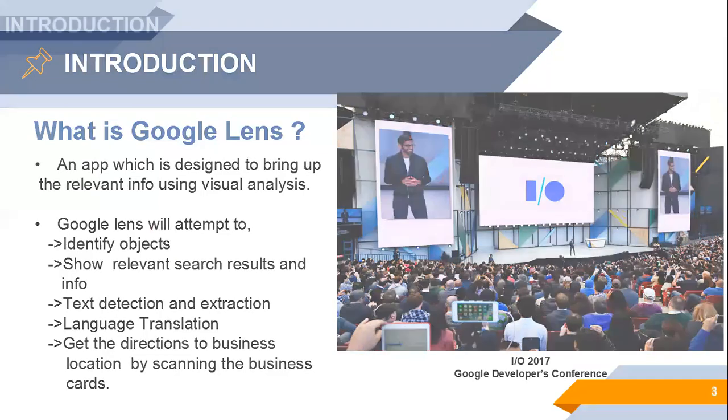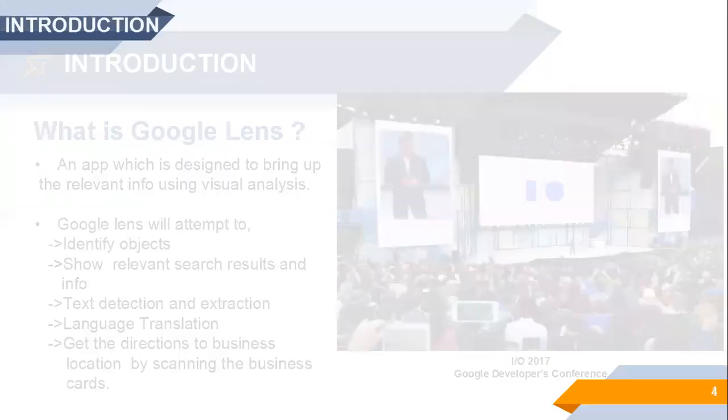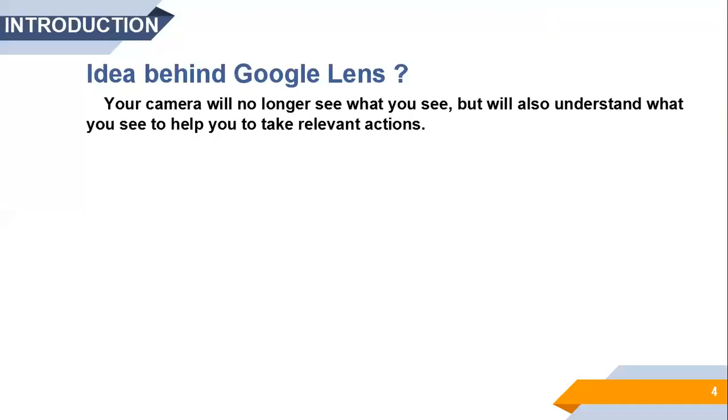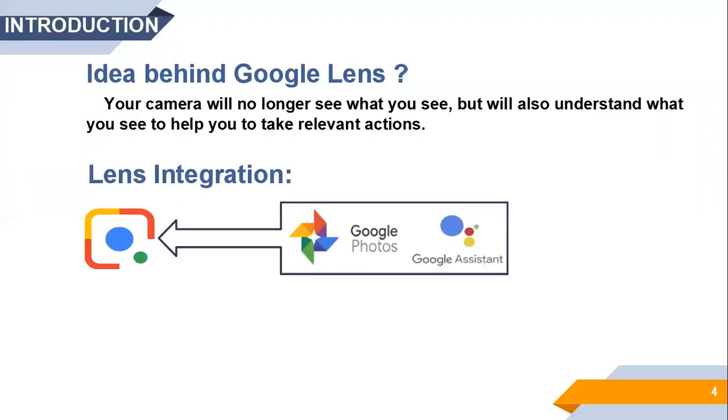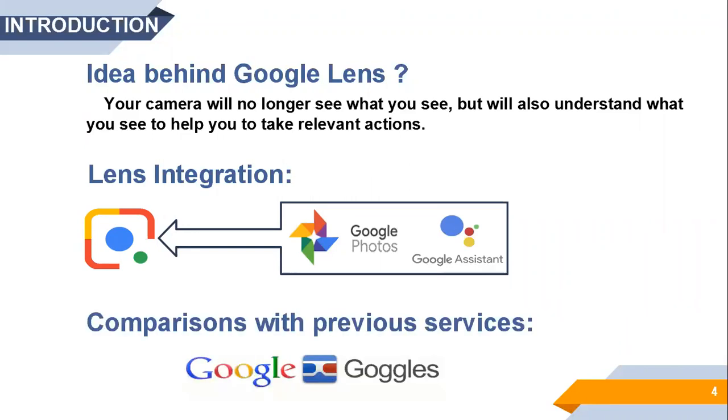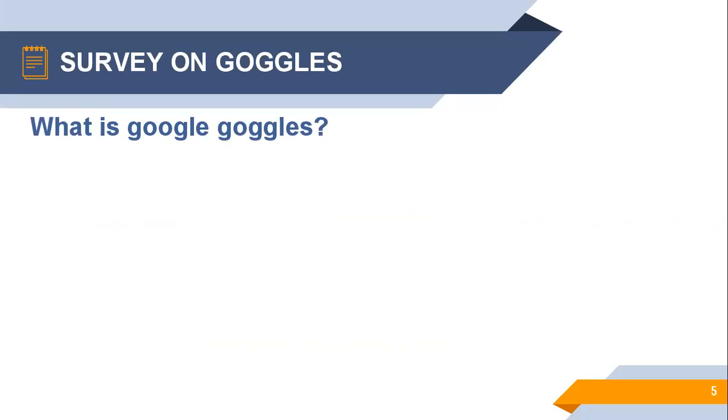The idea behind Google Lens is that your camera will no longer only see what you see, but it will also understand what you see and help to take relevant actions. It is not only a standalone application; it is integrated with Google Photos, Google Assistant, and Google Maps. From Google Goggles, Google Lens came into existence. Google Lens was announced on October 4th, 2017, at a Google conference.